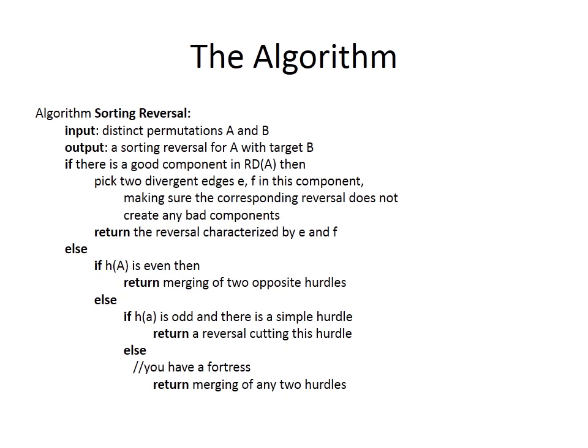So here's our algorithm. We have 2 permutations. A is our unsorted permutation and B is our target. We make our reality desire diagram for A, pick two divergent edges in the same cycle of A. Make sure that the reversal is a sorting reversal and doesn't create a bad component. If it does, we roll back and do a new reversal. If it doesn't, we continue because we have a good cycle and a good component.